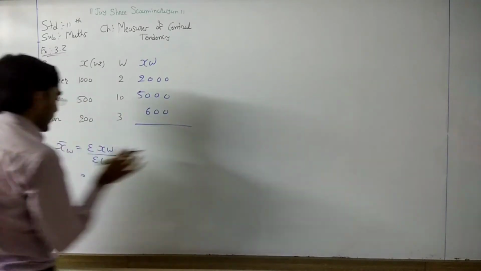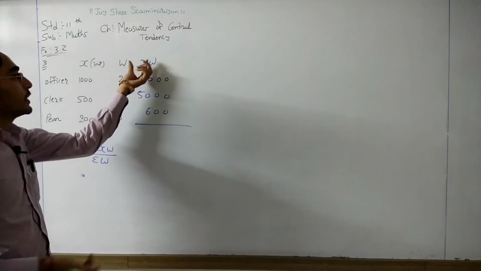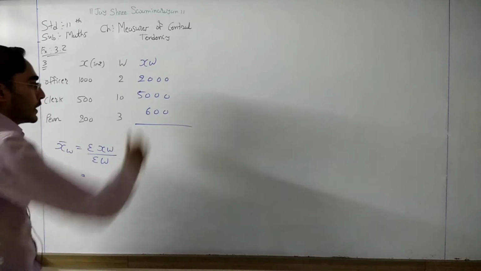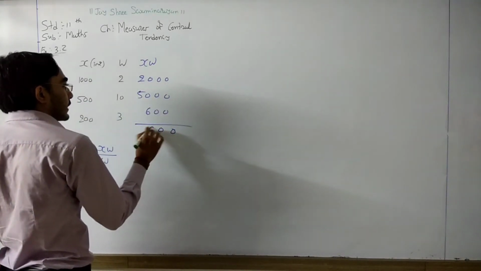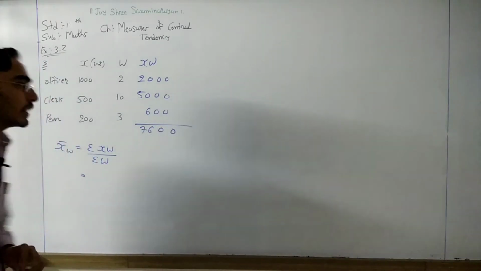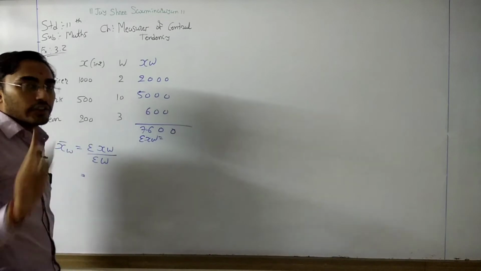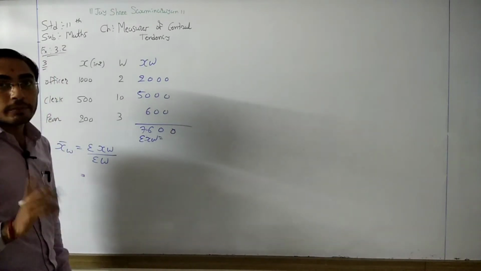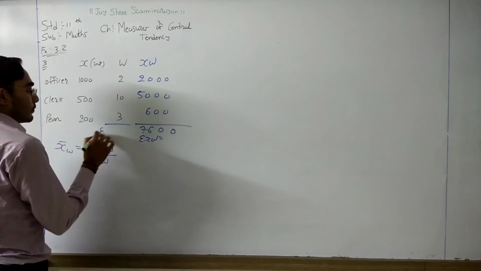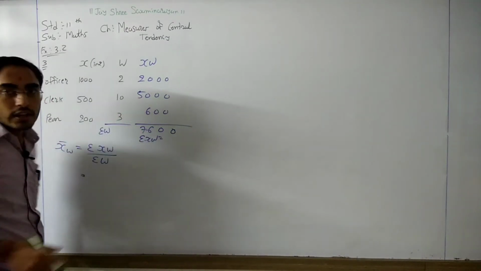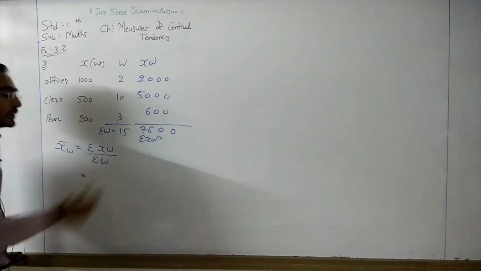Okay, and after that here we want addition of x multiplied by w. So here we want addition, so just find out the addition. So use your calci. Here 7600, right? This is your sigma xw. And second thing that you want, that is sigma w. So here we need to add this column. So 10 plus 2, 12 plus 3, 15.